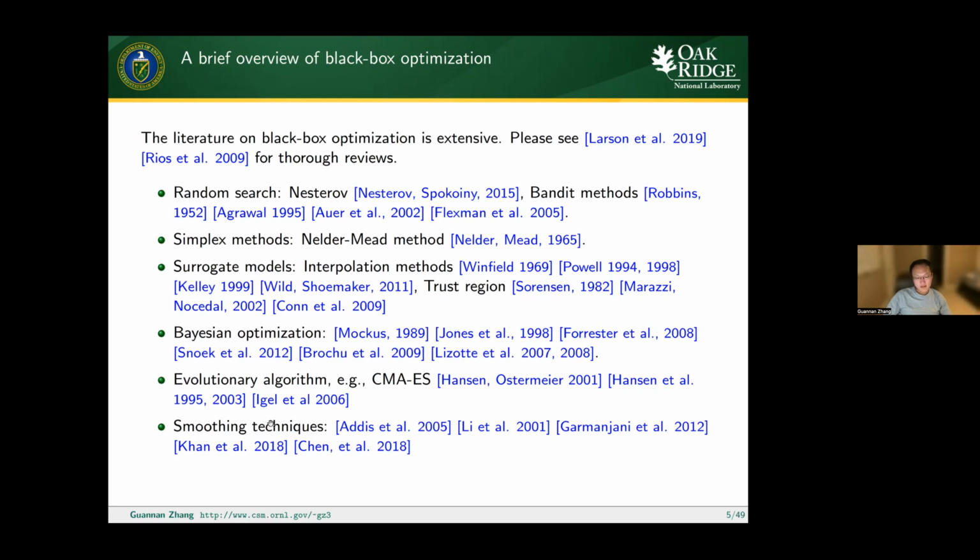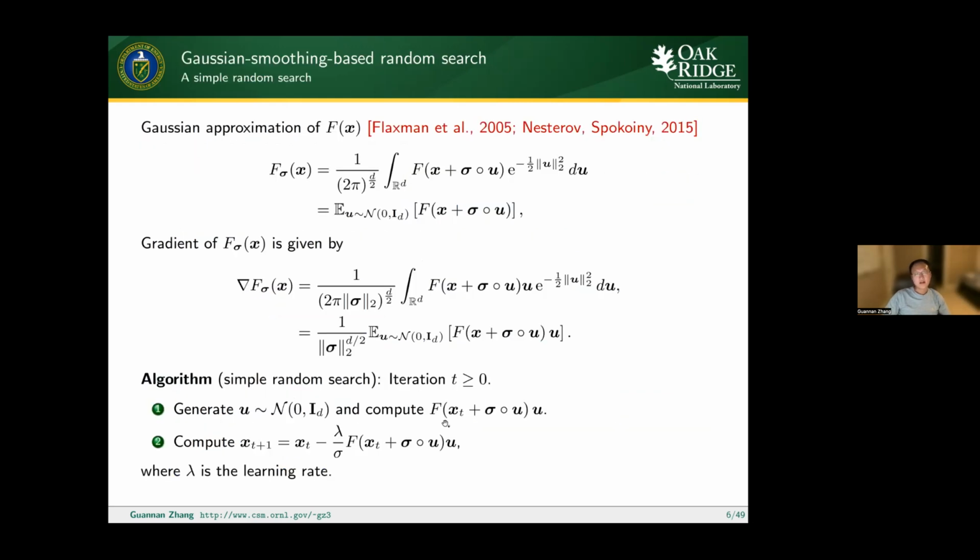Our method belongs to the class of smoothing techniques, because the original loss function may not have a good local gradient, but we provide some smoothing to the original loss function so that the smooth function has a much better property. Okay, so here is the Gaussian smoothing based random search. This is the baseline that we build upon to develop our methods.